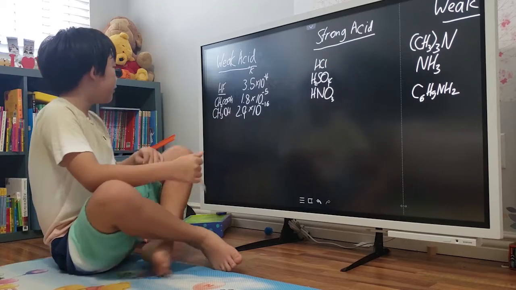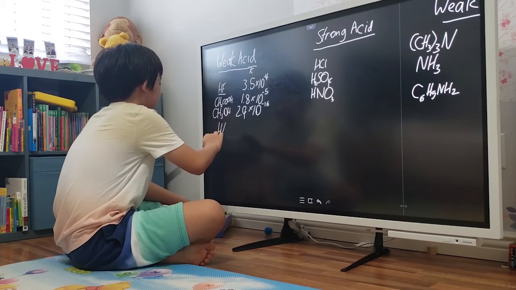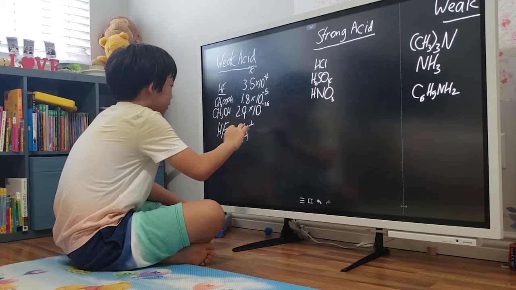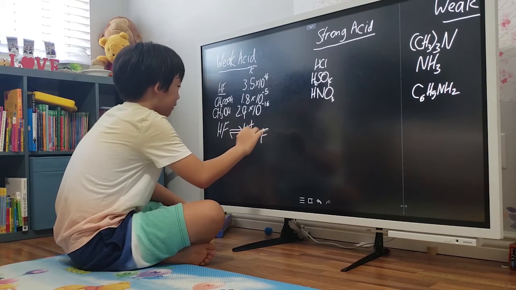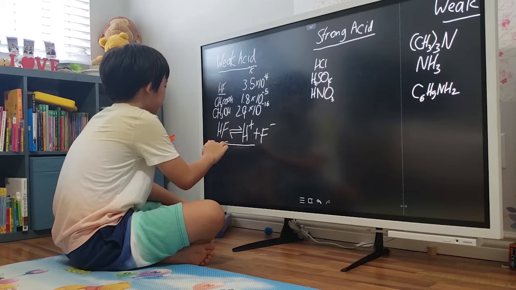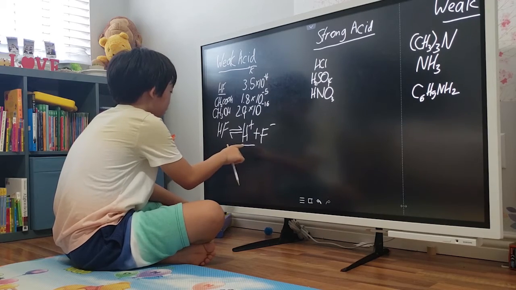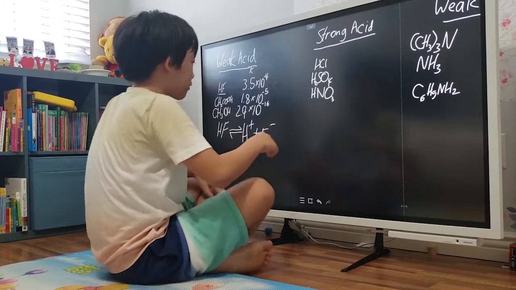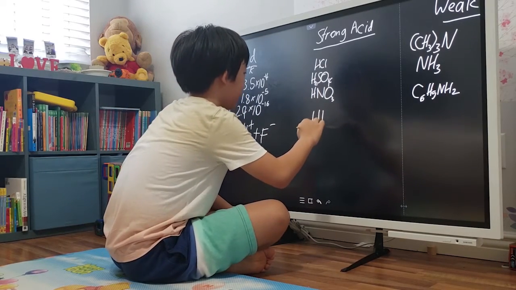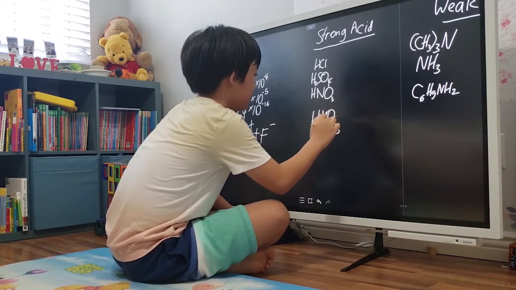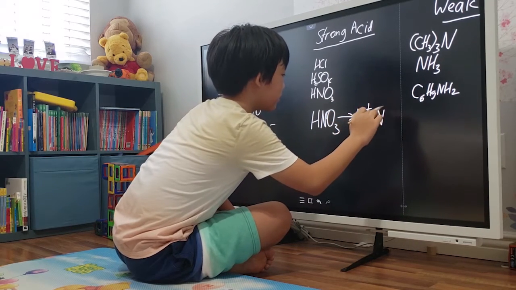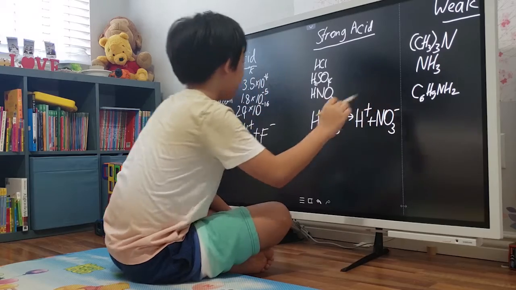For example, hydrofluoric acid would go in equilibrium with a proton and fluoride anion. Now it can also go in the reverse direction. That's what's special about weak acids. For strong acids, let's say nitric acid, they can't go back. They fully dissociate and never go back.